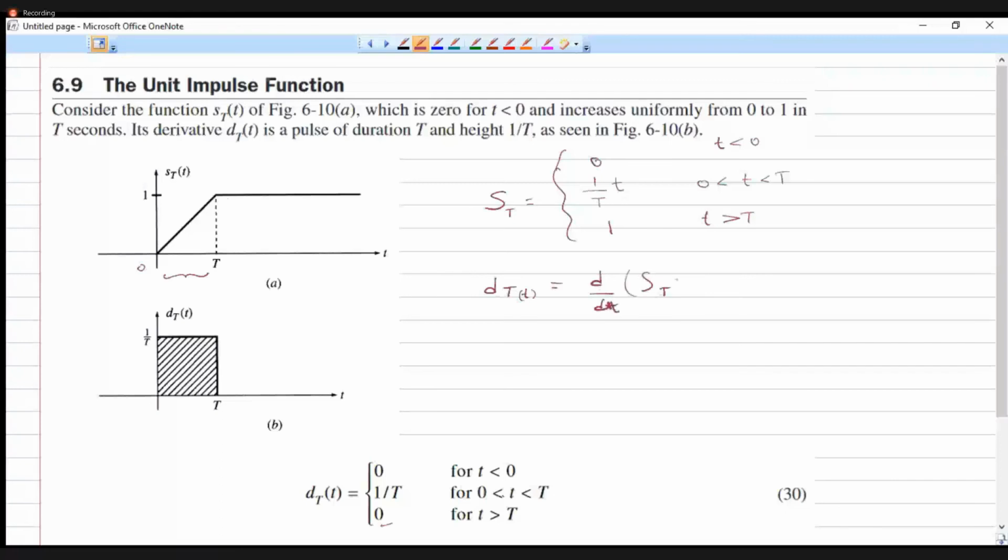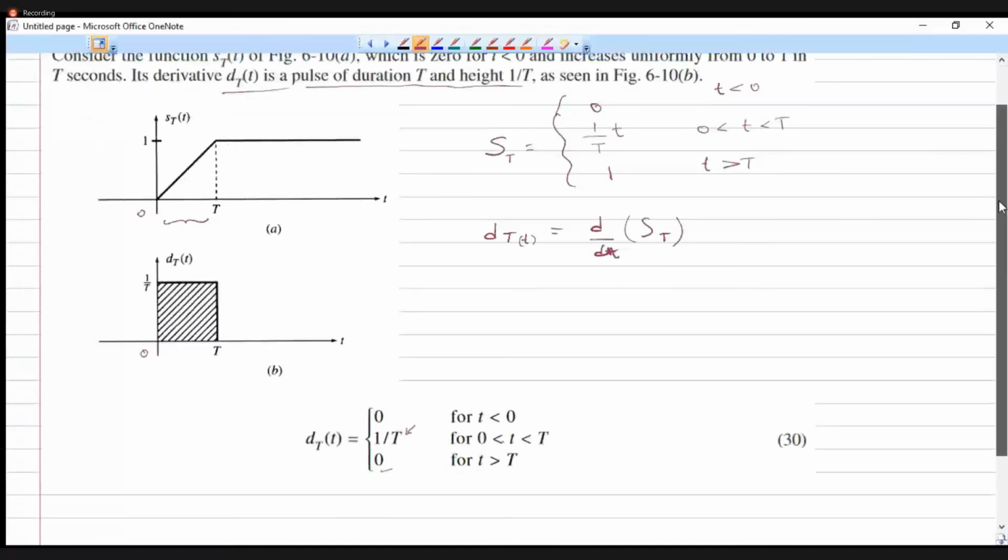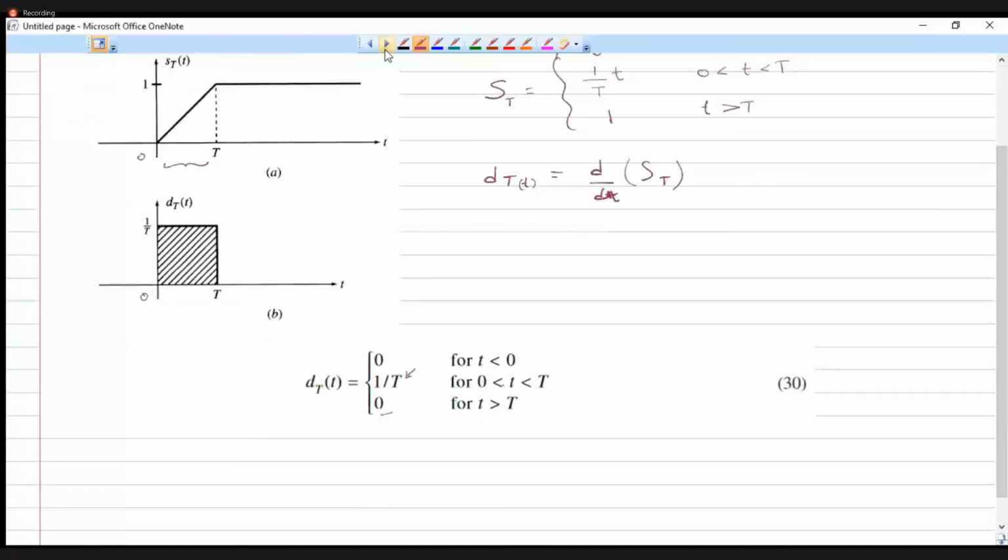Okay. So when we graph it, it will have this shape like this. Okay. So it will have a maximum value of 1 by T for time ranging from 0 to T. For the remaining time period, it is going to have a value of 0. Okay. So this is d_T. So its derivative d_T is a pulse of duration T and height 1 by T as seen in the figure. Okay. Up to here, I hope it is clear.